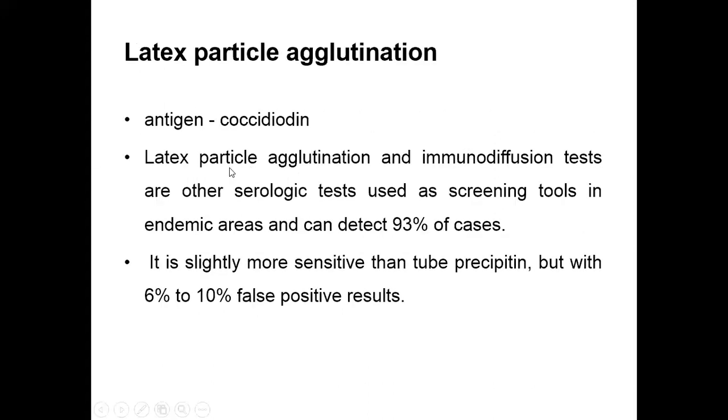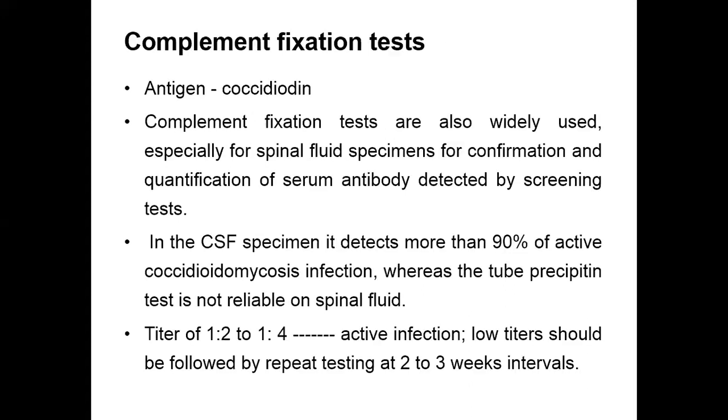With respect to latex agglutination, yes, 93% of cases can be easily detected using the immunodiffusion test. And usually in endemic areas, it can be easily tested. However, 6 to 10% false positive results are there in tube precipitin, but with respect to the immunodiffusion test, it can be easily done, right?